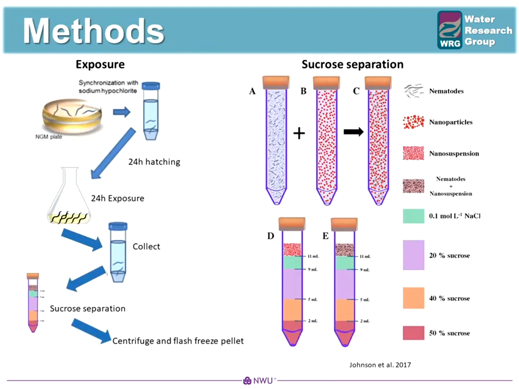The exposure was carried out by bleaching 120 agar plates seeded with nematodes. After eggs hatched, L1 stage nematodes were then exposed to the nanomaterials and their bulk counterparts individually at concentrations equal to that of their EC50 for reproduction. After exposure, nematodes were collected via centrifuging suspensions and discarding the supernatant. These suspensions were then put through a sucrose separation step to separate, settling out nanomaterials from the nematodes.